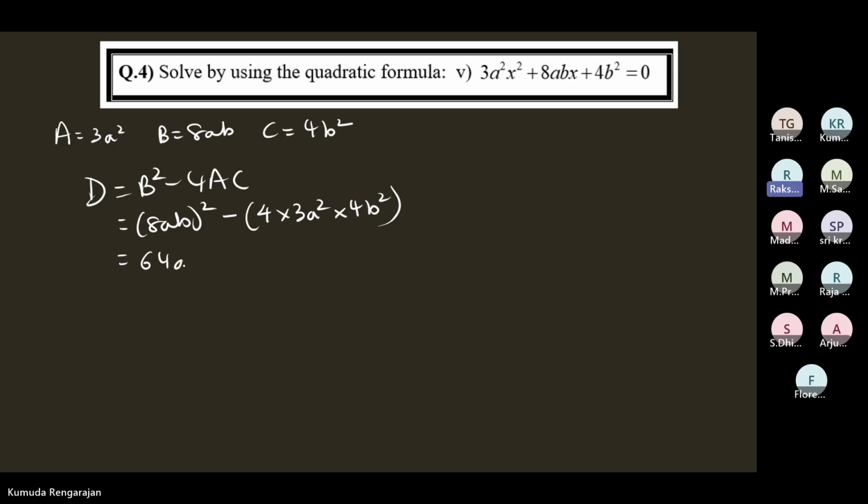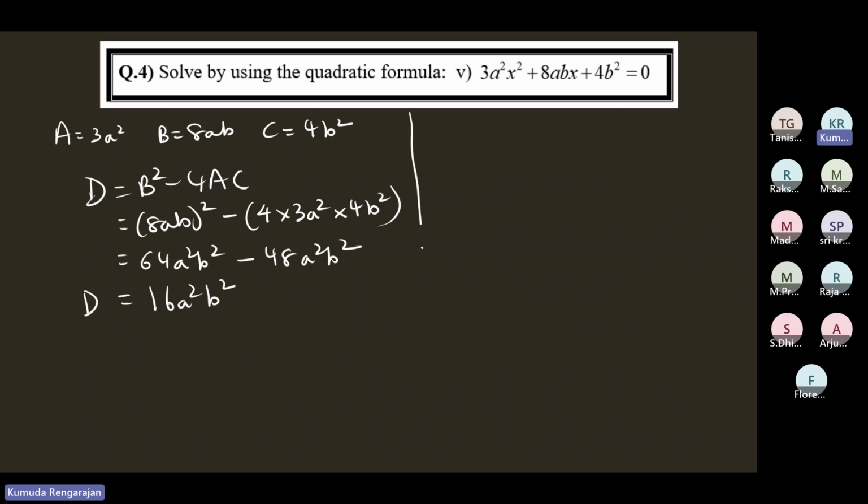So what is this? 8 square is 64 A square B square, minus 48 A square B square. They're like terms, no? So simplify. What is 64 minus 48? 16 A square B square. Yeah, and we are happy because it's a perfect square. 16A square B square is a perfect square.